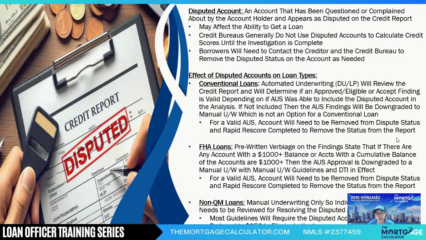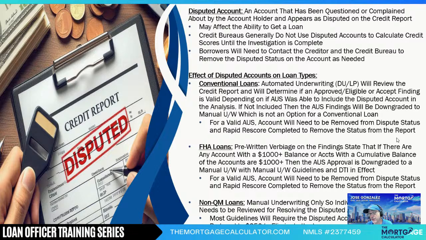Now, again, going back to non-QM, it's guideline specific. There is no manual underwriting. So if, for example, the guideline for that particular option doesn't have any guidance on disputed accounts, or maybe says disputed accounts are okay, it's whatever the guidelines state. Most of the guidelines are going to require the disputed account balance to be reduced to $250 in order to eliminate the disputed account issue. So if you have a non-QM loan and the borrower has 3 disputed accounts and the disputed accounts have 0 balances, then no action needs to be taken by the MLO regarding the disputed accounts.